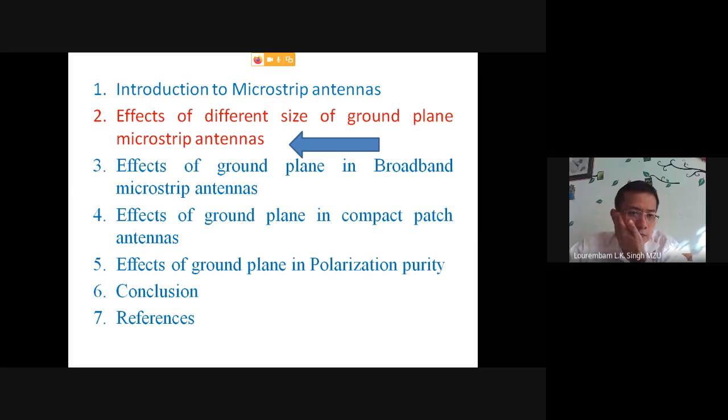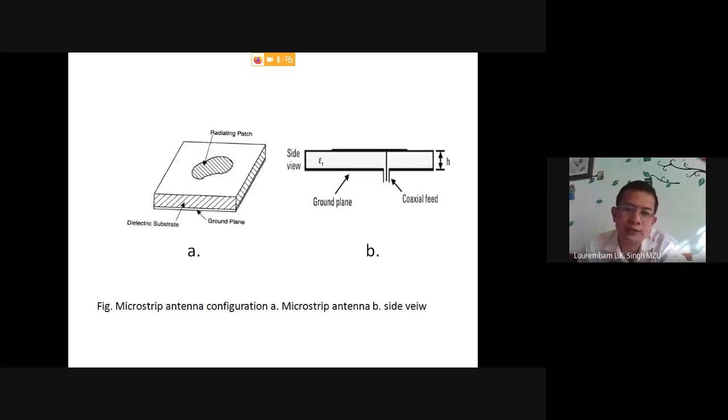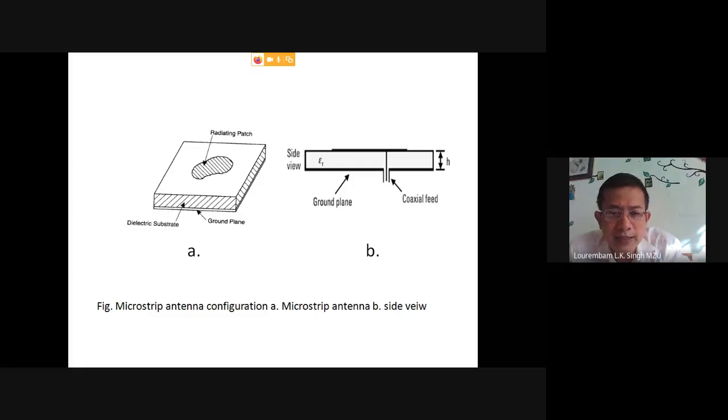So now let's come to the effect of the ground plane. Why I am discussing the effect of different kinds of ground plane is that the overall size of the antenna is also affected by the ground plane. Suppose the antenna is the size of a thumbnail, but its ground plane is the size of an A4 paper. Then the overall size of the antenna will be considered the size of the A4 paper, not just the thumbnail size.